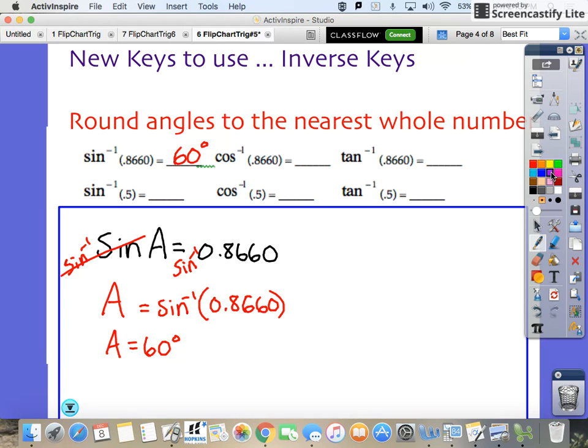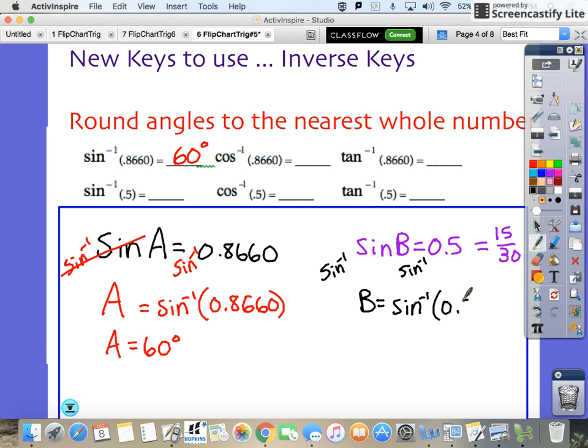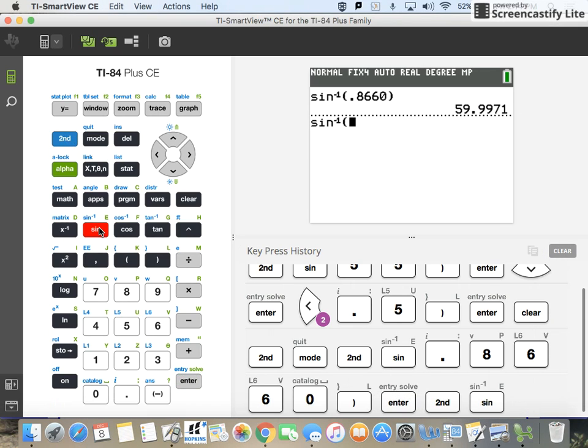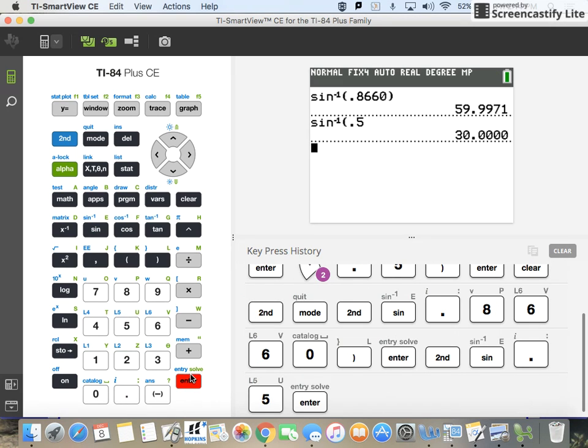Now, if we do the same thing here, this means that sine of some other angle equaled 1/2. So maybe the original sides, who knows, were like 15 and 30. Remember how we've been doing opposite divided by hypotenuse? Well, when you do opposite divided by hypotenuse, we get 0.5. So we need to take inverse sine of both sides, and we get angle B is equal to the inverse sine of 0.5. And if we do that, we get 30 degrees.